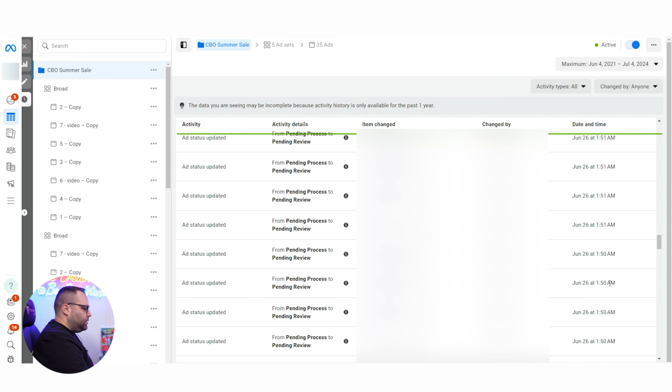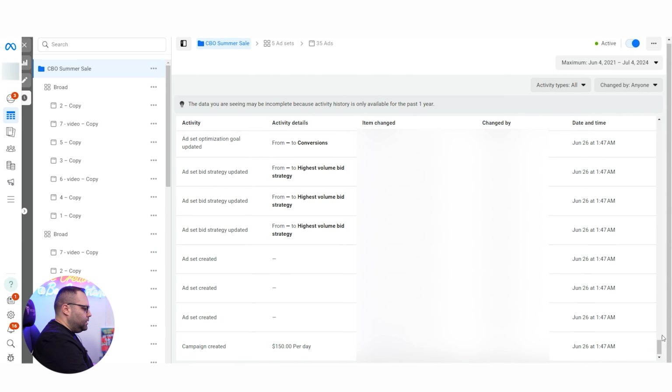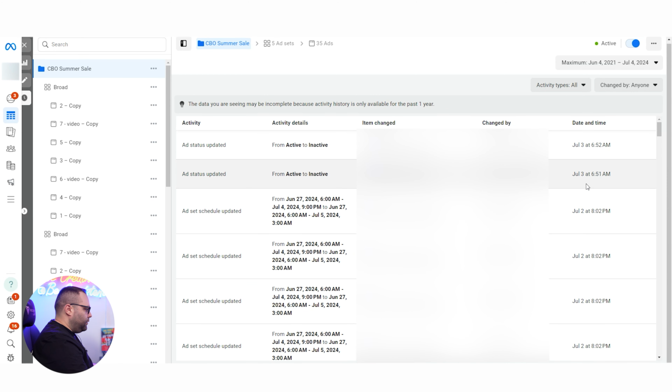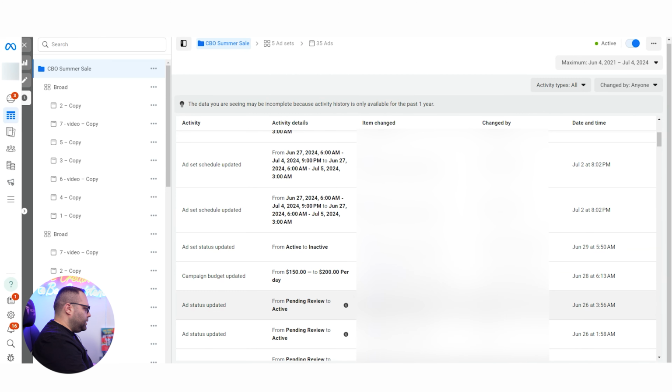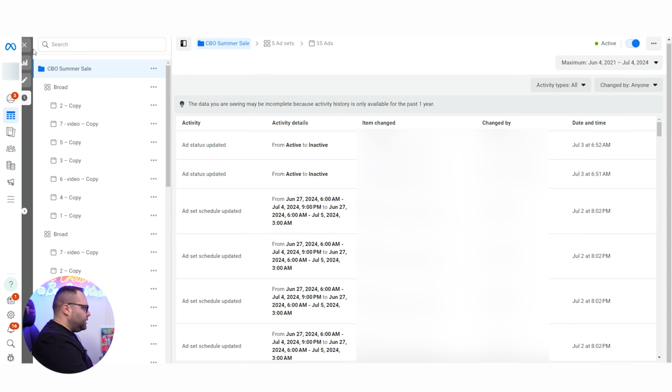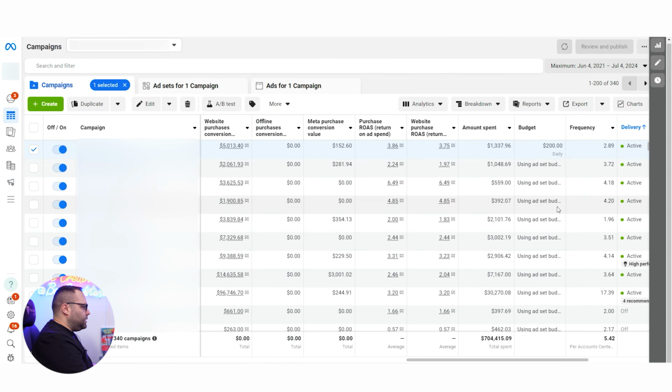This one started on the 26th of June. This is a closed ad on the 3rd of July, okay, and we do have scaling over here from 150 to 200, and I'm even considering increasing it more if it continues like that.